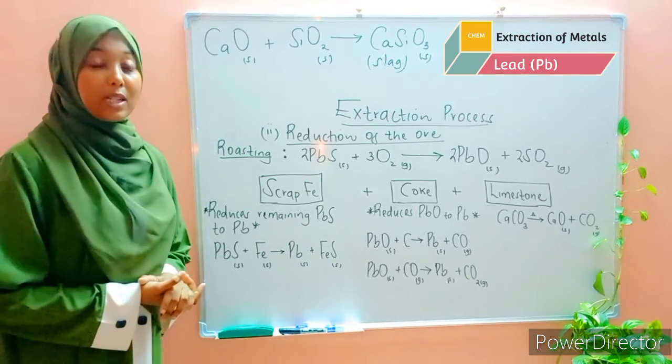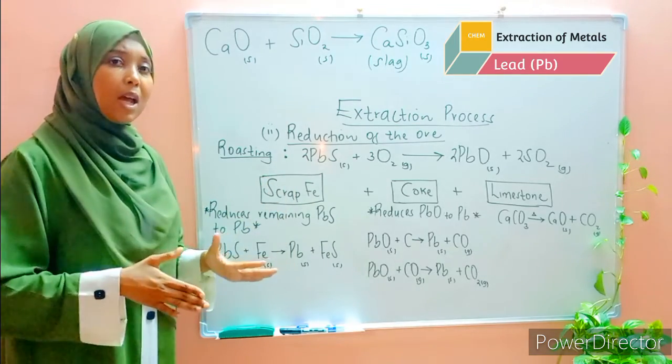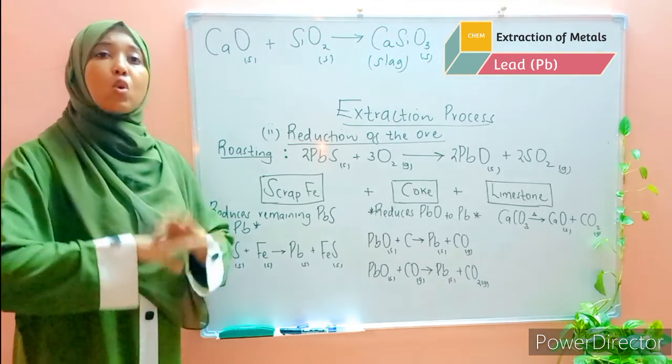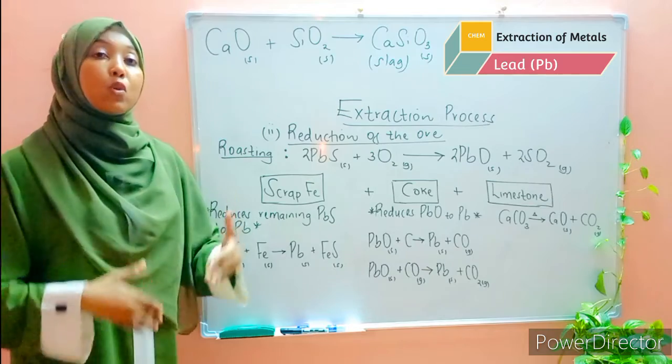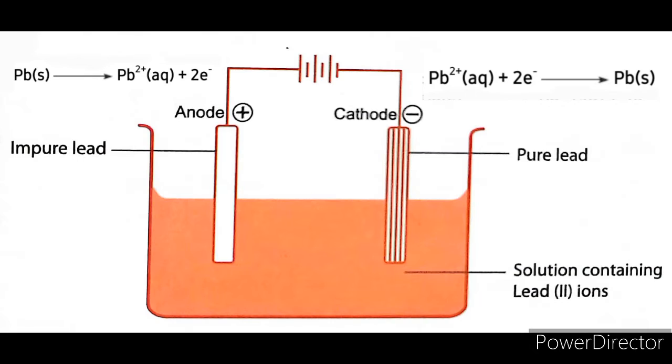Now we are done with the second step, which is reduction. So at this point we have lead, but the lead that is present is not pure. Now in order to ensure that it's pure, the next step needs to happen, which is electrolysis. Okay, now for the electrolytic process. So the electrolyte that is used is any solution that contains lead-2 ions. Now it could be a solution such as lead-2 nitrate as long as it contains lead-2 ions.